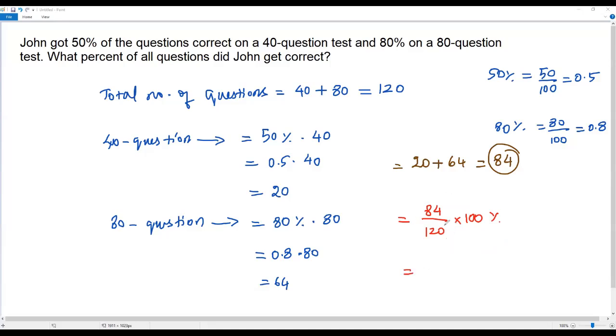So we can use a calculator to get the value of this one. Okay, let me do it. When I simplify this using the calculator, I got 70. So in both the tests, John got 70% of the questions correct.